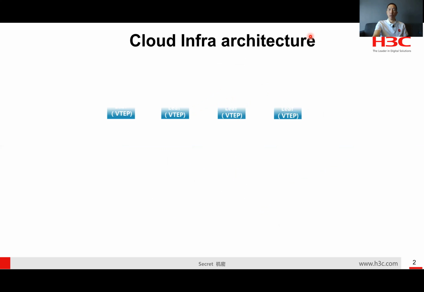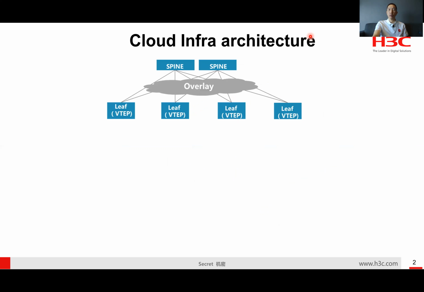After this, how about the cloud infrastructure approach? How do we do it? In terms of the cloud infra architecture, first of all, everybody knows the SDN network I talked about before, with the spine switches, the leaf switches, the network switches.